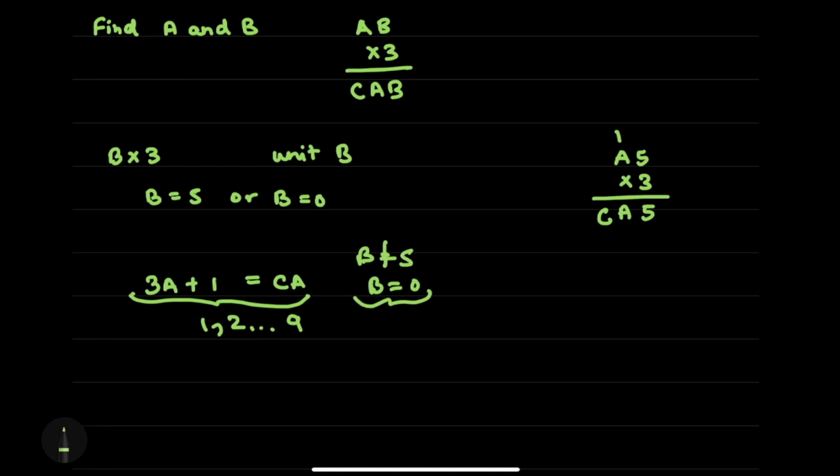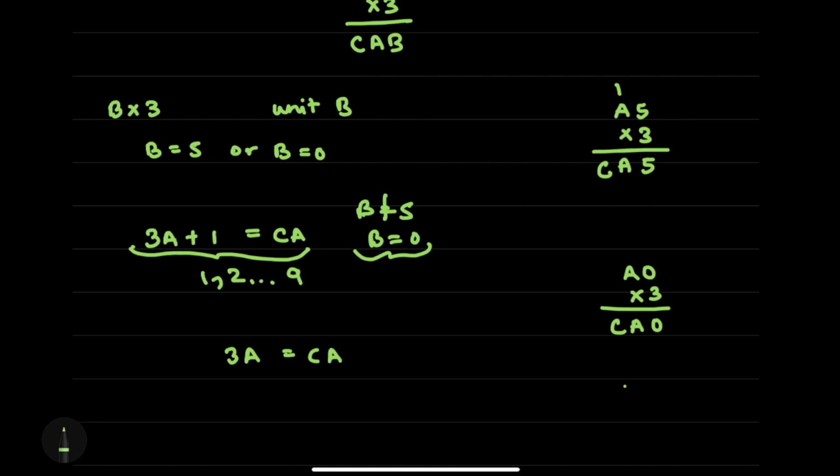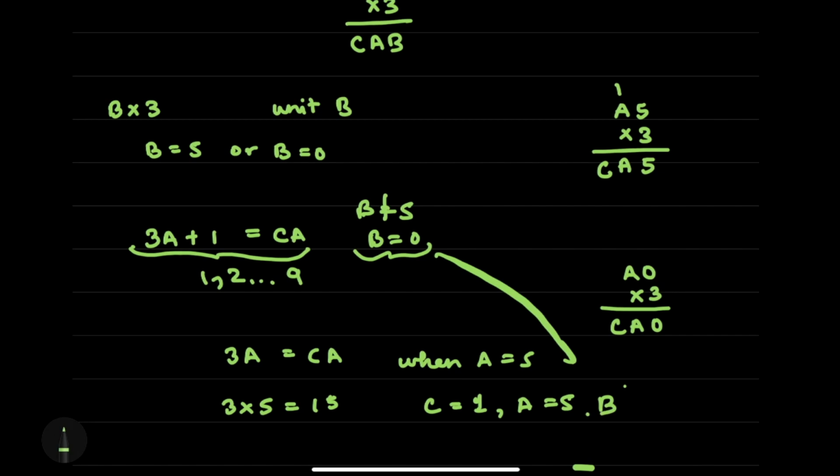So let's observe how we should proceed if b is equal to 0. So a0 times 3 is ca0. So let's write the new equation where we have 3a is equal to ca. So here a cancels out and c is equal to 3. So this value is only possible when a is equal to 5. Let me show that to you. 3 times 5 becomes 15. So from this equation we can find c and a values. So c is equal to 1, a is equal to 5, and we have already seen b is equal to 0. And that's how we find that out.